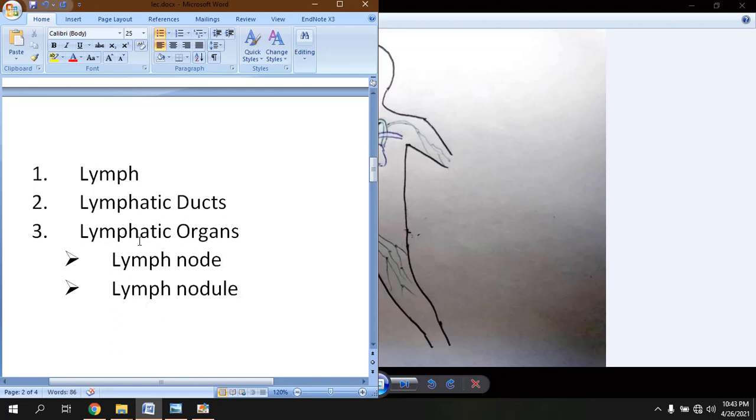The lymph node is a lymphatic organ which is large in size and surrounded by a fibrous tissue. What does it consist of? It consists of macrophages, B lymphocytes and T lymphocytes, which are responsible for the defense mechanism of the body, for the digestion of cell debris, and for the lysis of pathogens, bacteria and many other microbes.